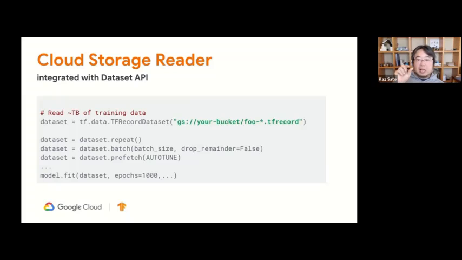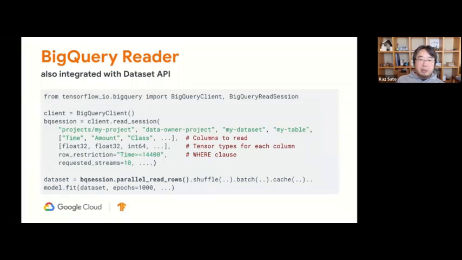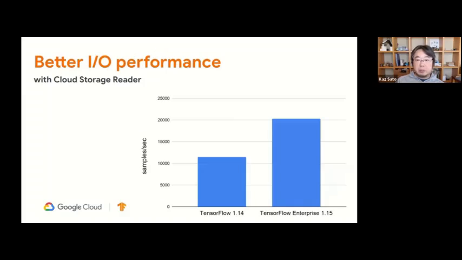But the difference is that you can specify the URI of the Google Cloud Storage bucket, like gs:// bucket name and dataset name, so that the TensorFlow Enterprise binary can detect that and tries to get higher input performance by using multiple threads and parallelizing everything. And you can do the same thing with BigQuery by using the BigQuery Reader and BigQuery Client API. So reading the result set from BigQuery can be automatically optimized to get higher performance.